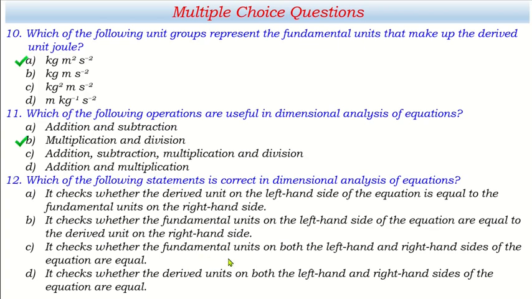In the equation, what we do, at first we write the derived unit of the physical quantities present in both the left and right sides, and then we break down these derived units into fundamental units on both sides. If the fundamental units on the left hand side are equal to the right hand side, then we say that this equation is correct. This is the procedure of analysis of an equation. That's why C is the correct option. It checks whether the derived unit on both the left and right hand sides are equal. This is incorrect. Okay, let's have another set.